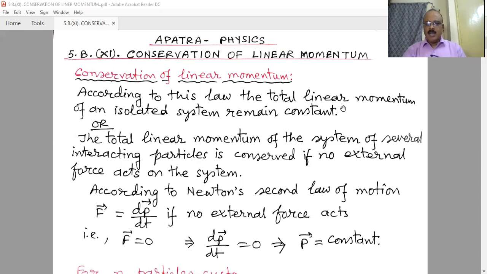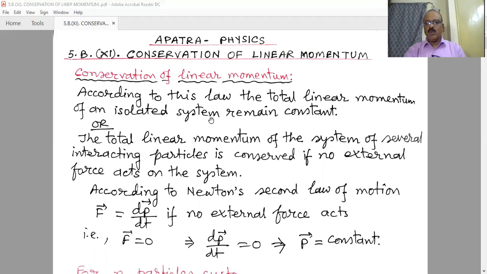According to this law, the total linear momentum of an isolated system remains constant. Here, one term is the isolated system. An isolated system means there is no external force acting on the system. All the forces are internal, that means action-reactions within the same system. There is no external force acting on the system. That system is known as an isolated system.